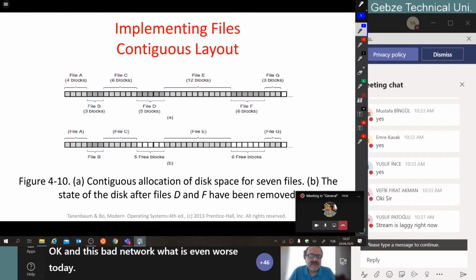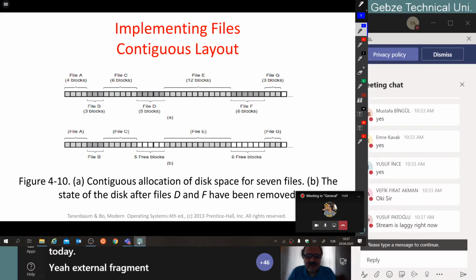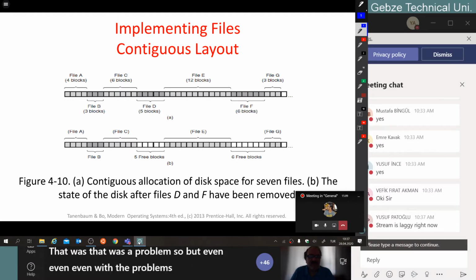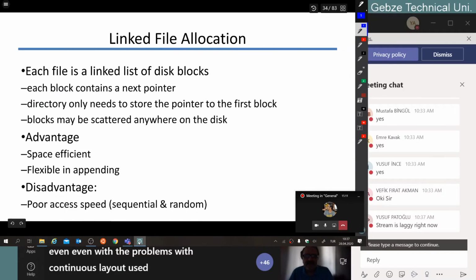External fragmentation and the appending is costly. That was the problem. But even with the problems, contiguous layout is used with the CD-ROMs, that's what we said last time.